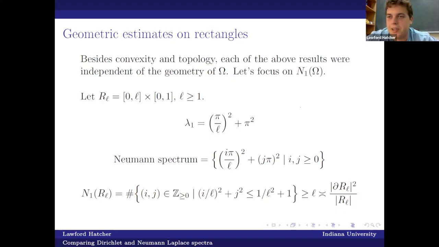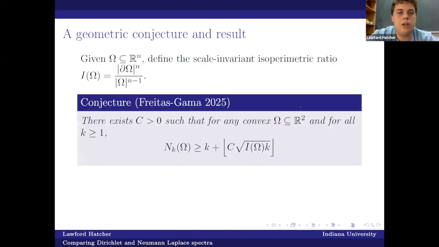And since I've done this weird scaling thing, it might not be extremely clear at first what this L is representing geometrically, because L is the area of the thing, and it's also kind of related to the perimeter. But what I claim is that what this L is actually representing is the isoperimetric ratio of the domains. And so that's the intuitive picture that comes from rectangles. This was actually put into a conjecture of Freitas and Gamma earlier this year.